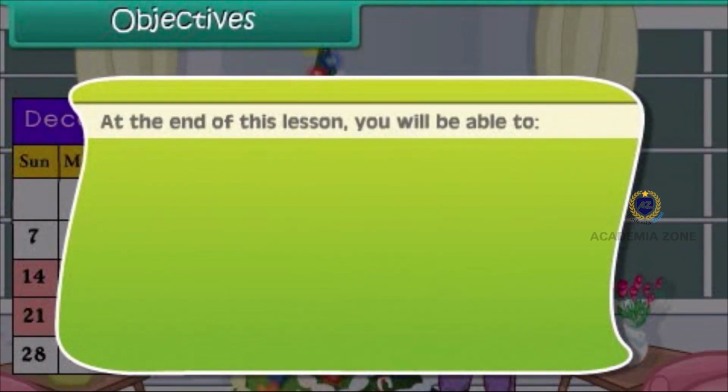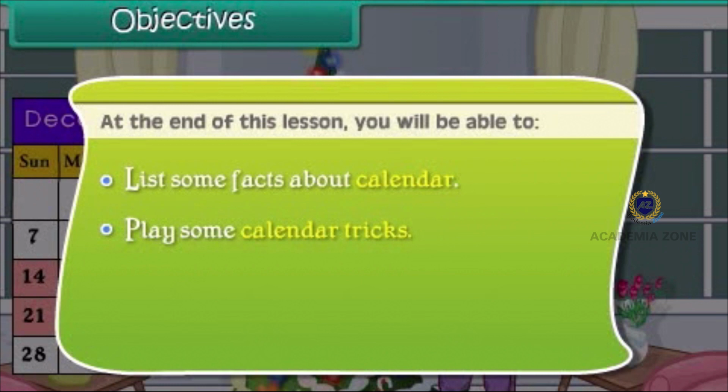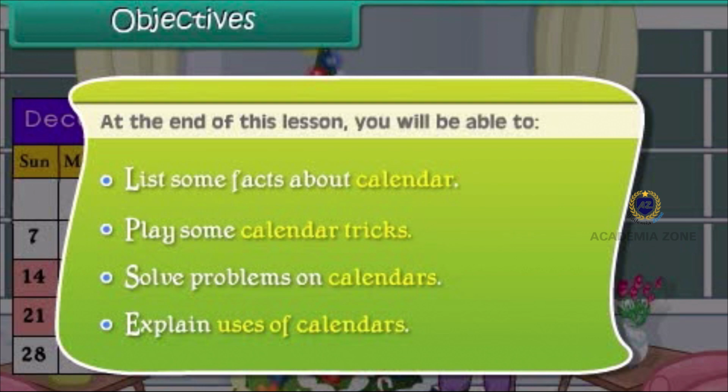At the end of this lesson, you'll be able to list some facts about calendar, play some calendar tricks, solve problems on calendar, explain uses of calendars.